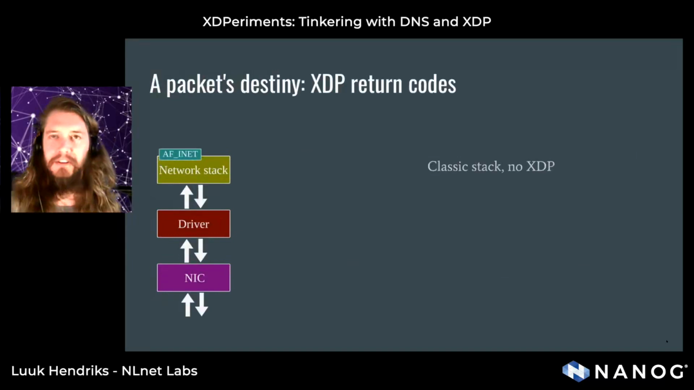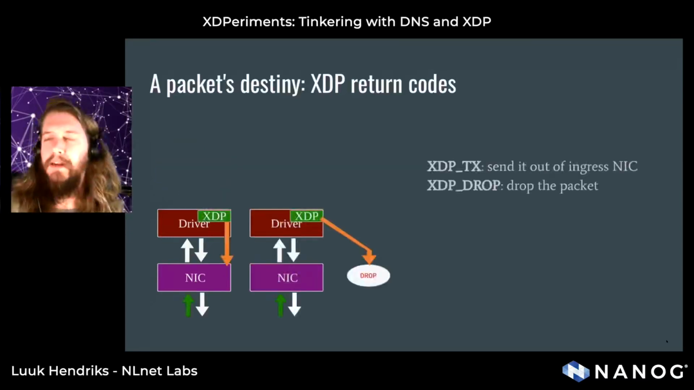So, how do we run code? How do we let it interact with the rest of the stack? If we look at the classic stack, we have the NIC, we have the driver, we have the network stack on top of that, and with sockets we communicate with the applications, right? There's no XDP here. If we have XDP, we determine the packet's destiny based on the return codes from our piece of BPF code. So for example, on the left here, we have an XDP_TX return code, which basically means send this out of the same NIC again. Another option is XDP_DROP, which, well, no surprise, drops the packet.